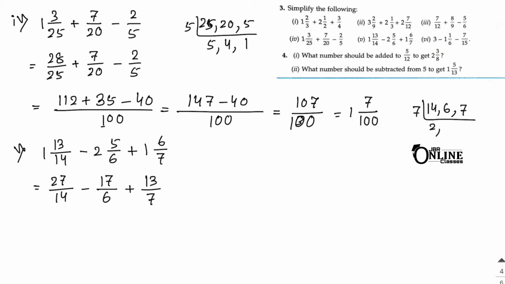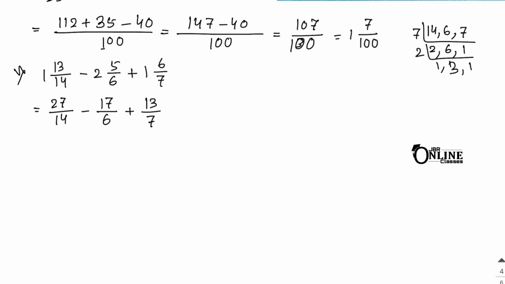So here 7 twos are 14, then 7 ones are 7, then 2, it's 3. So now 7 into 6 becomes 42. So 42 is the LCM. Write down here 42. Now 14 threes are 42. So that means 27 into 3, it's 81. 6 sevens are 42. So 17 into 7, it becomes 119. 7 sixes are 42. That means 13 into 6, it's 78.